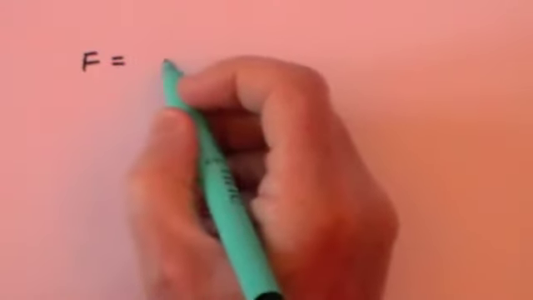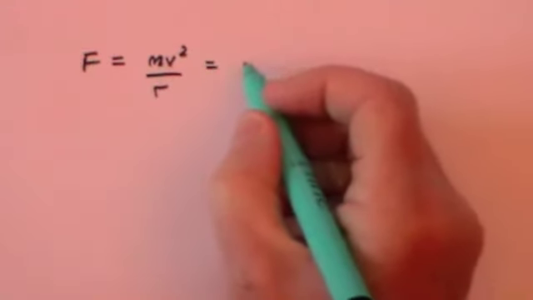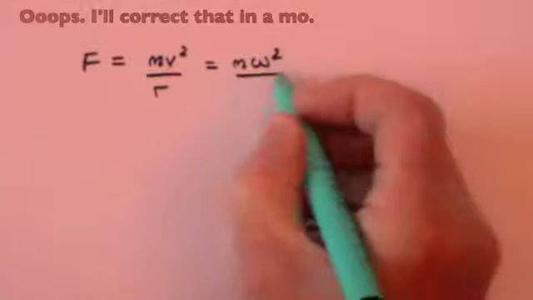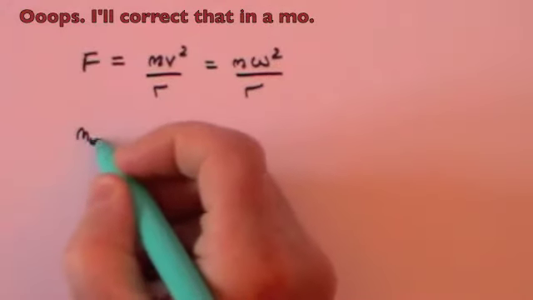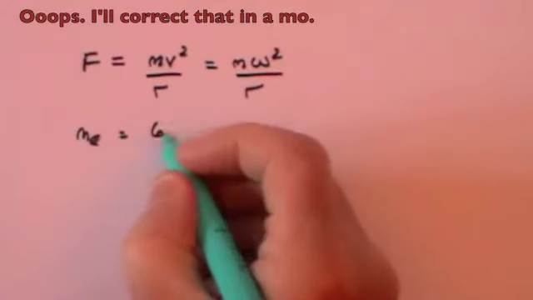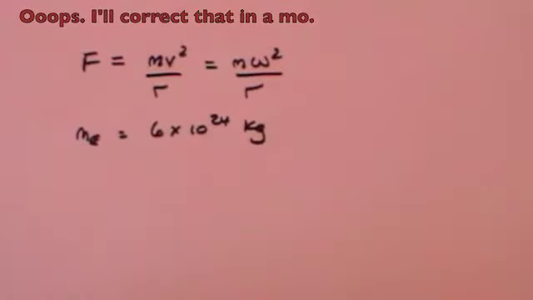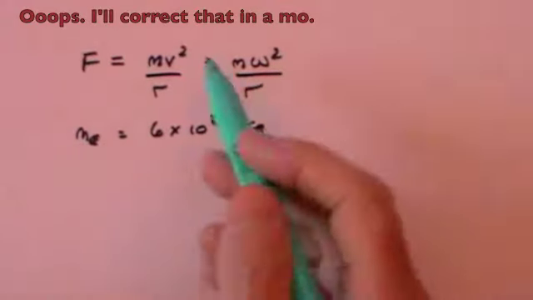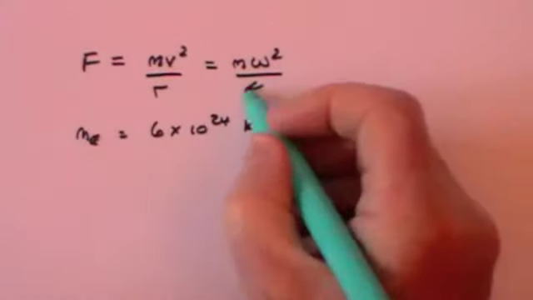F equals mv squared over r, or we could say it is equal to m omega squared r, where m is the mass of the Earth, and we are given the mass of the Earth as equal to 6 times 10 to the 24 kilograms. So now we can use either of these formulae. I might as well use this one, m omega squared r.